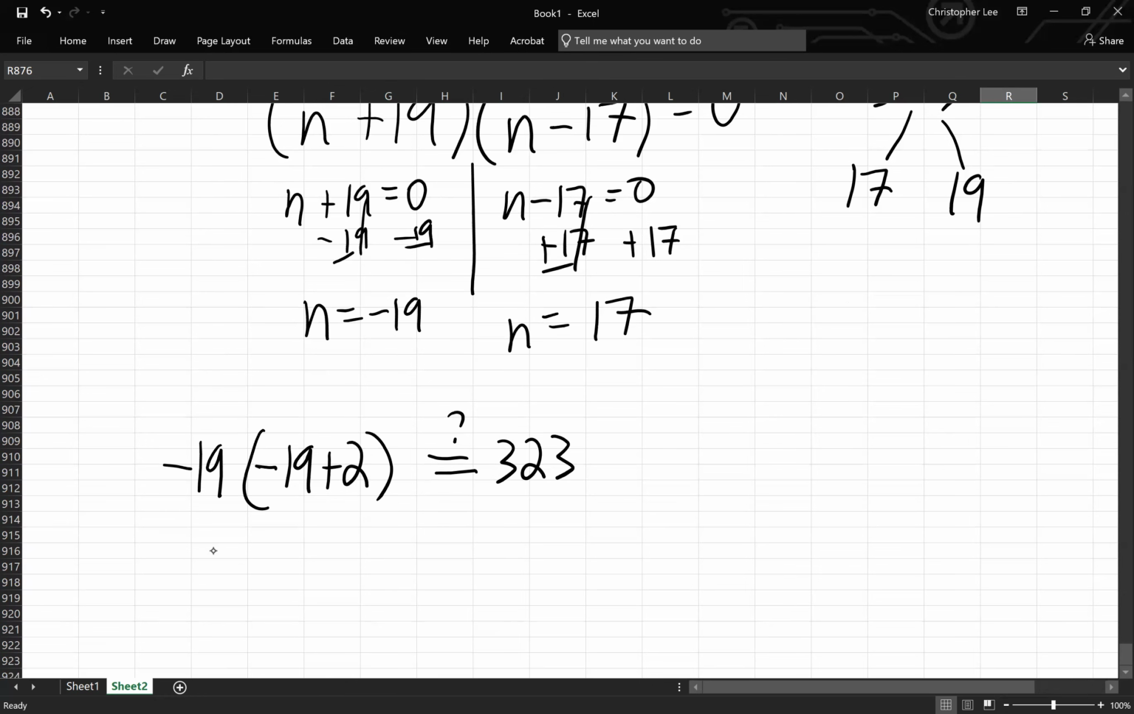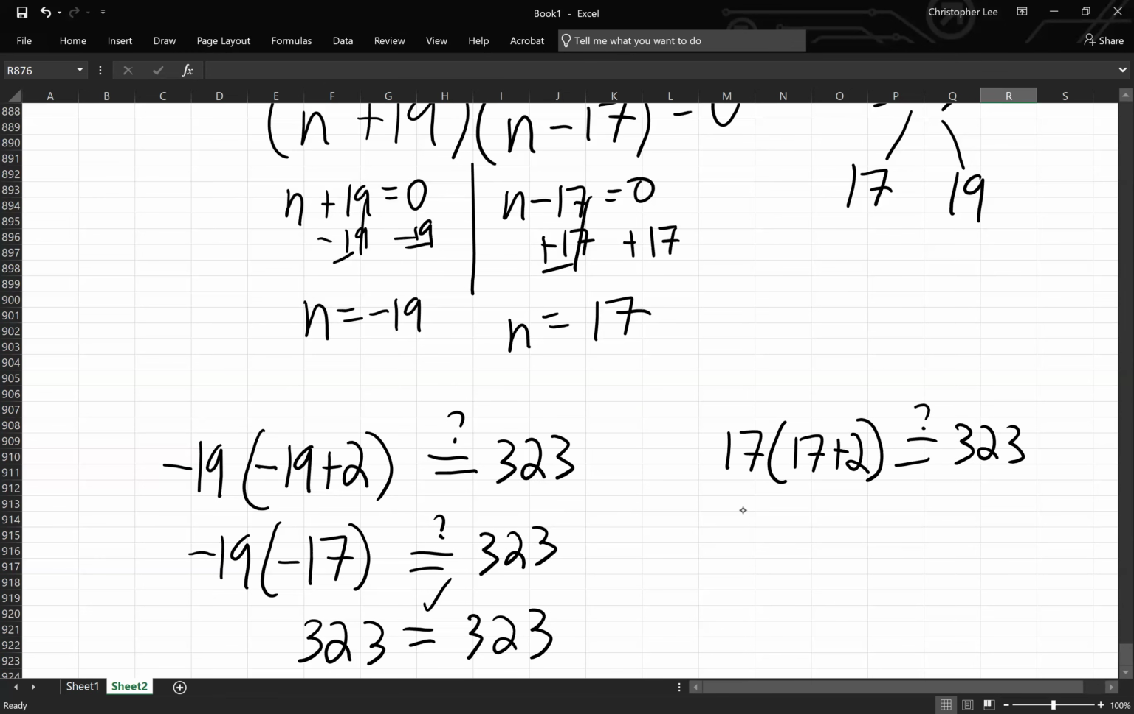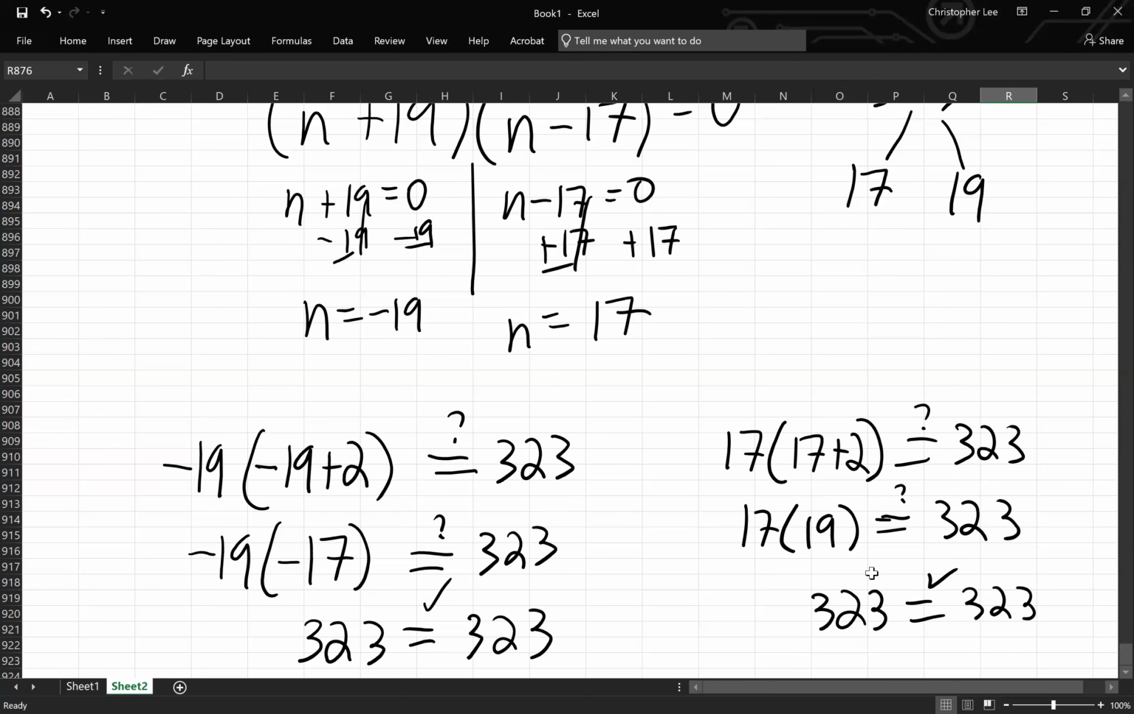Do I get 323? Well, let's see. This becomes negative 19 times negative 17, right? And does that equal 323? It certainly does. 323 is equal to 323. We're good to go. Let's try out 17. So 17 times 17 plus 2, does that equal 323? Right? So this becomes 17 times 19, right? Does that equal 323? Most definitely does. 323 equals 323. And that's it.